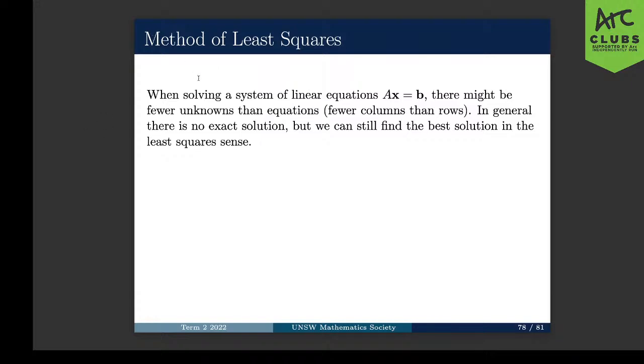So the final topic I want to cover is the method of least squares. What is this? Sometimes we have the situation where we're solving a system of linear equations in matrix-vector form, but there are fewer unknowns than equations, more equations than variables, so it's overdetermined. In general, there's no exact solution, because when we try to solve it, we end up contradicting ourselves because there are too many conditions. But we can still find the next best thing, the closest to a solution in the least squares sense.